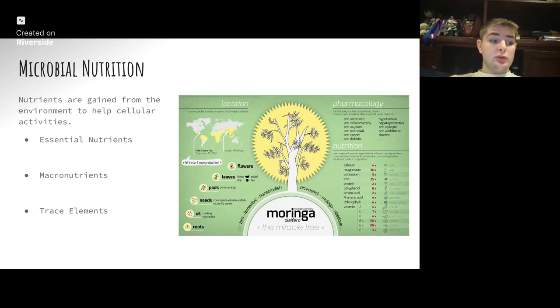So the essential nutrients are any element or molecular matter that must be given to an organism. Our macronutrients are needed in somewhat bigger quantities, and they play a vital role in their metabolism and their structure. And we got our trace elements, usually seen in smaller quantities, and they play a role in the function of enzymes and protein structure.